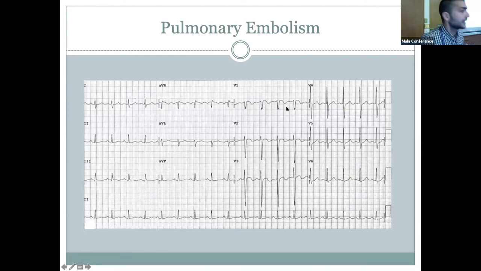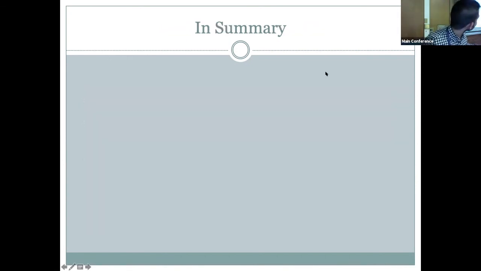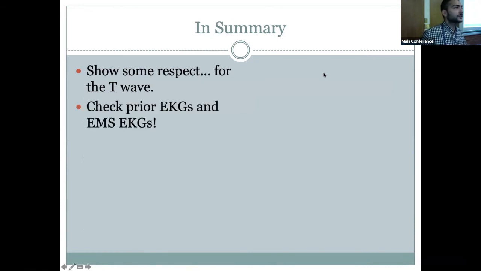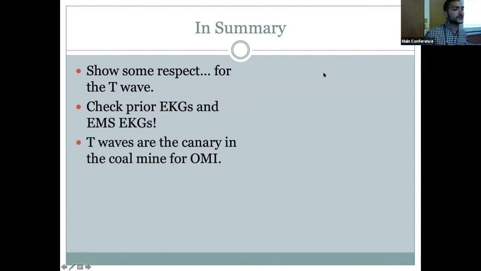This patient actually had bilateral PEs, and this was their EKG. So, in summary, show some respect for the T wave. Check prior EKGs. Always look at the EMS EKGs. Again, you don't want to miss pseudonormalization.